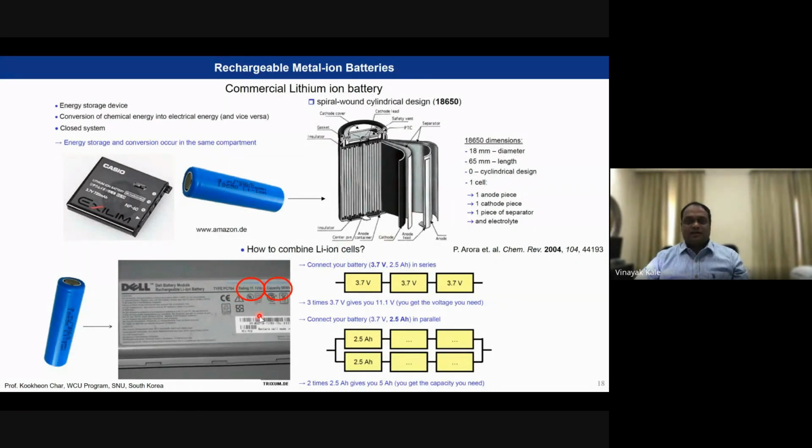So one can connect batteries in series to increase the voltage. For example, 3.7, 3.7, 3.7, we can get 11.1 volts together. And if you want to increase the current, we can connect these batteries in parallel. For example, if we connect these two batteries, the capacity multiplies in number as we connect in parallel.